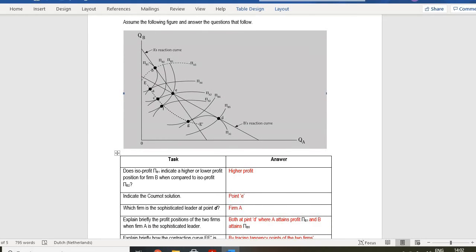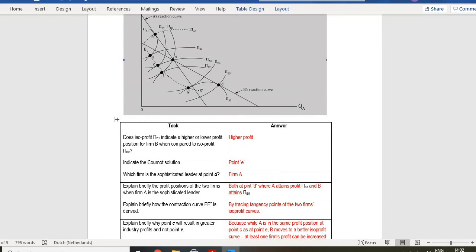Then it says, explain briefly the profit position of the two firms when firm A is sophisticated leader. Okay, we say when firm A is a sophisticated leader, we look at point D. We said that at point D, firm A realizes profits of A1, and B realizes profits of B5. Okay, this is a point where firm A is the sophisticated leader.